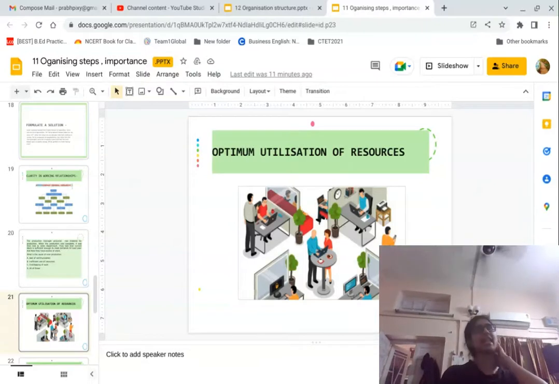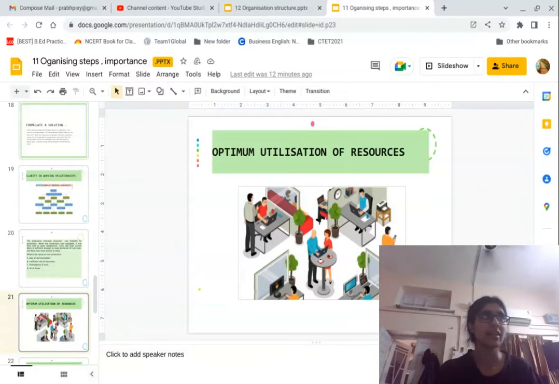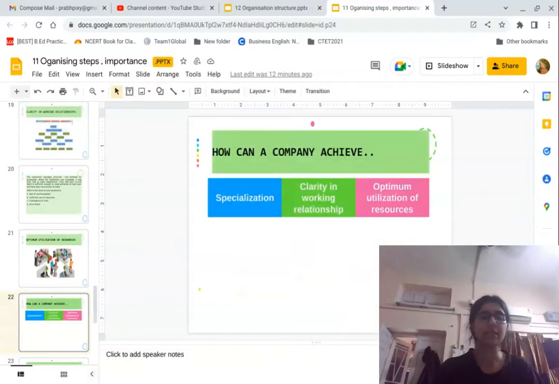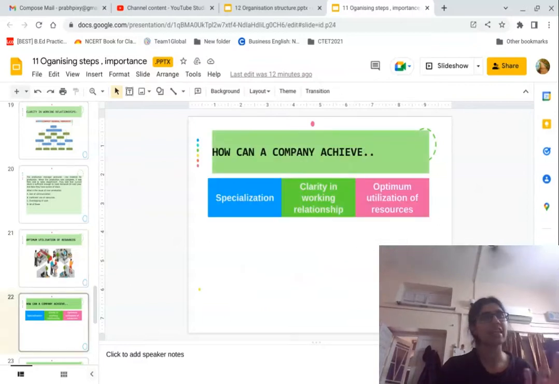So, to save the company or organization from such cases of overproduction, organizing comes as a weapon, or we can say a solution, by providing the way of optimum utilization of resources. Organizing teaches you how you can use the resources to their best and reduce the wastages. So efficiency as well as effectiveness.